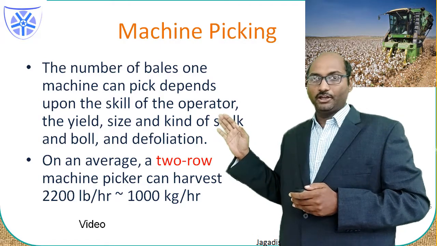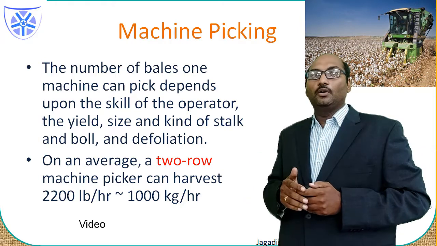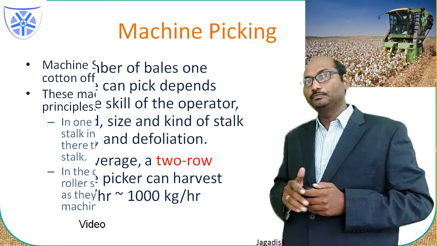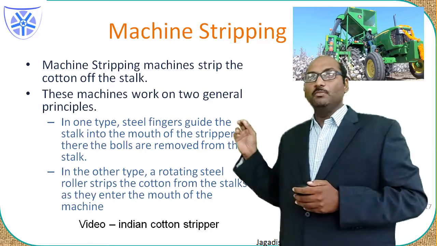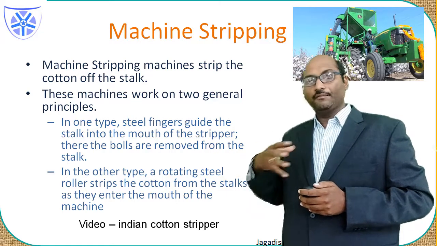Behind the machine picker. Okay, let us see the other method, the machine stripper, the cotton stripper. Okay, so the machine stripping machine, which basically strips the cotton off the stalk.